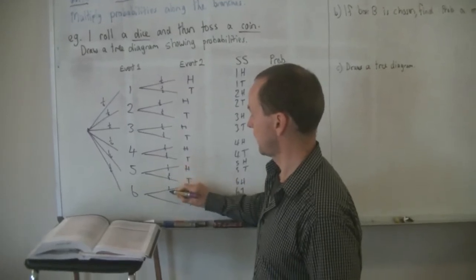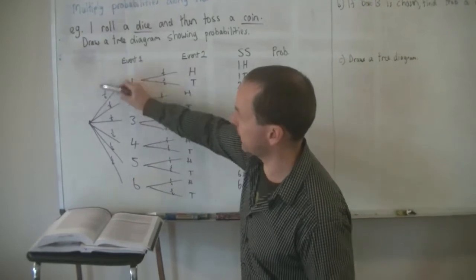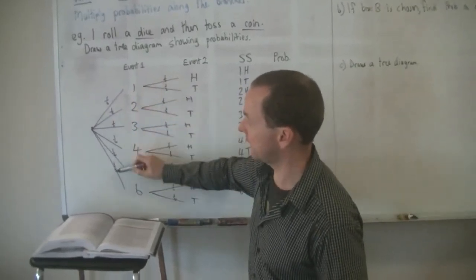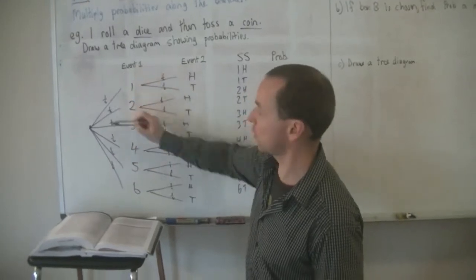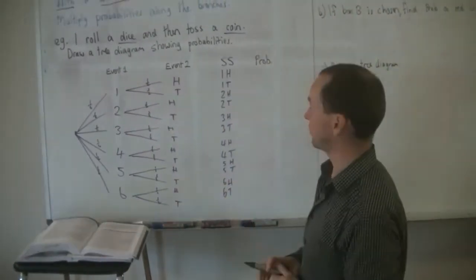Alright. Now one thing to note is that if you look at all these probabilities here, so all the possible outcomes, in this first event they add up to 1. And for each one of these, they add up to 1 as well. So you've got to make sure you do that.